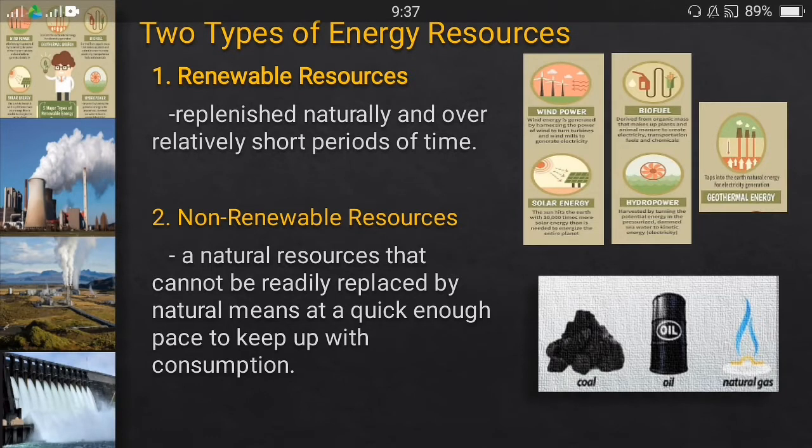Okay, so we have energy resources. It refers to all forms of fuels used in the modern world, either for heating, generation of electrical energy, or for other forms of energy conversion processes. Then next, there are two types of energy resources. We have renewable resources and non-renewable resources.